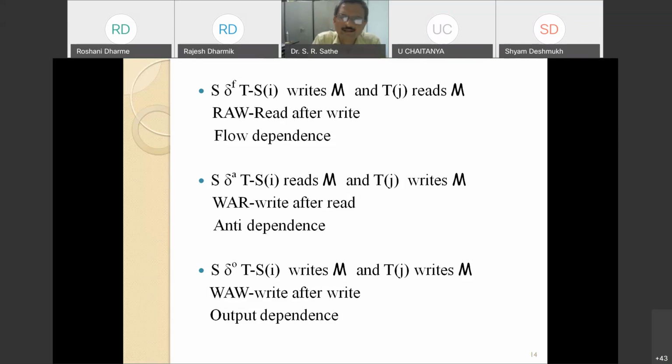So the variable is first read and then written. If there are two writes, that is written as S delta small o as a superscript T. T is output dependent on S. So Si writes M and Tj writes M. So that is write after write. Will this, according to you, is it proper to call this a dependence, or there is no dependence? Somebody can ask, if both are writes, what is the problem? What will be the problem if you alter the sequence of execution?